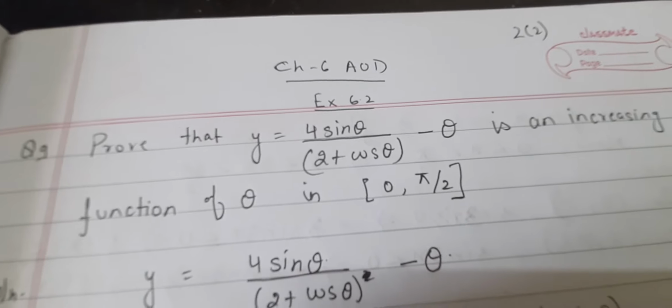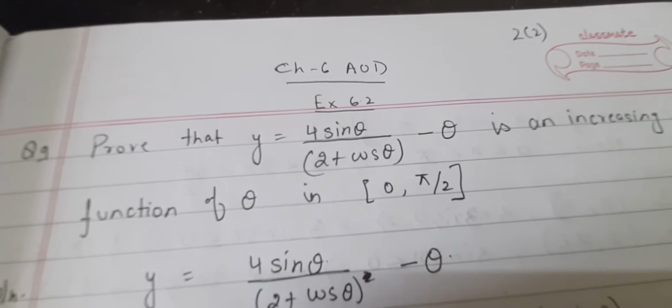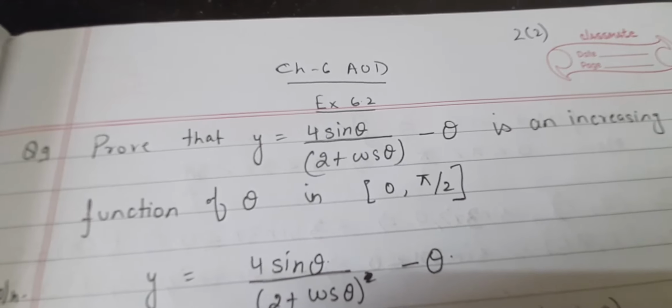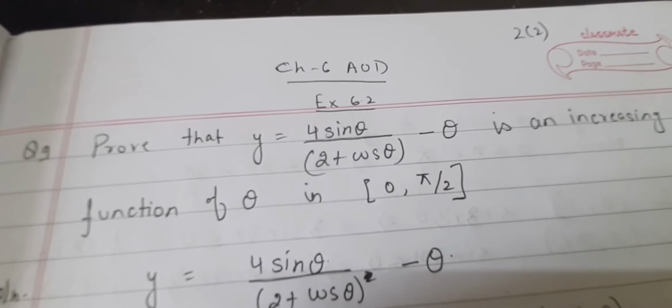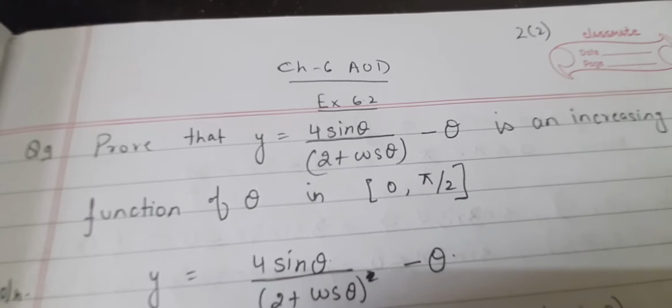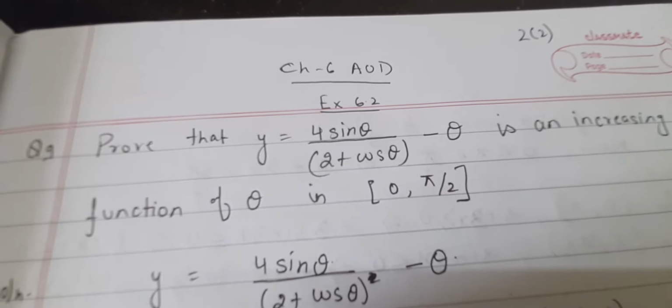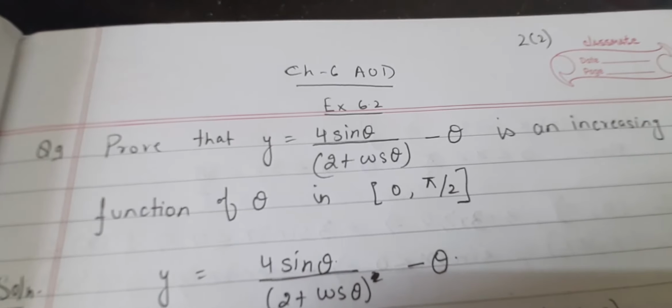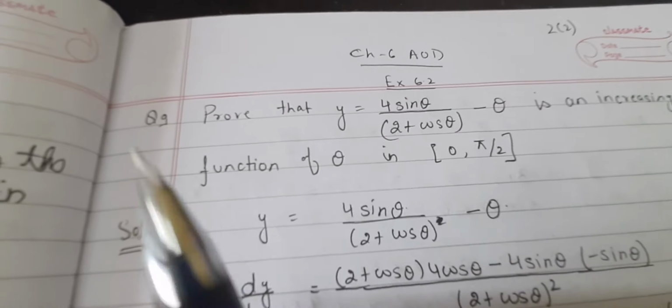And if in a particular interval the function is both increasing and decreasing, it is said to be neither increasing nor decreasing in that particular interval. Now I had discussed a few questions of exercise 6.2. Today I will discuss a few more questions of exercise 6.2. This is question number 9.